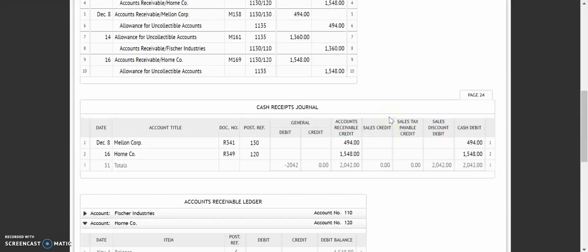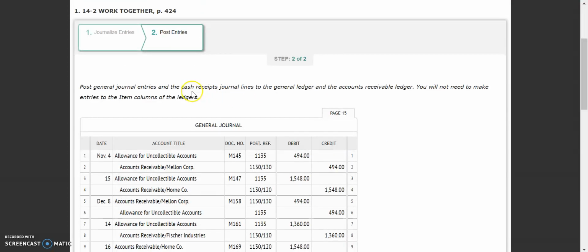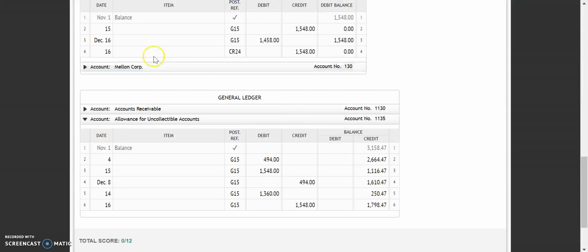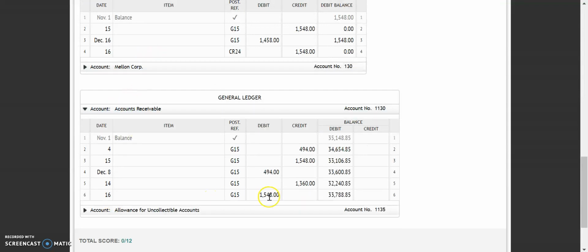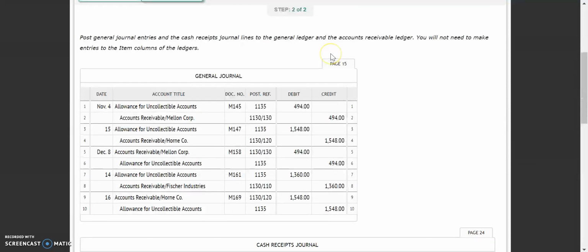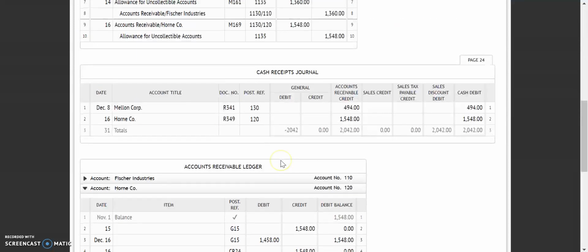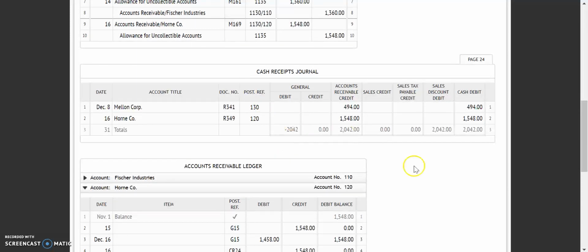Just notice that they don't ask us up here because all it says is to post the cash receipt journal lines. It doesn't tell us to post our total. So there shouldn't be any spot for you to post for accounts receivable. You'll notice that it's full because all we were doing was posting our general journal and then our 2 lines in our cash receipts journal.